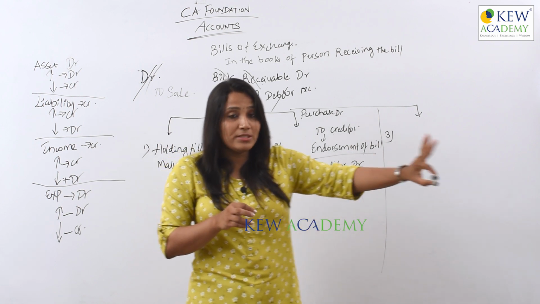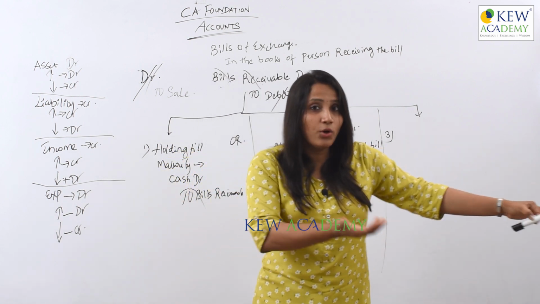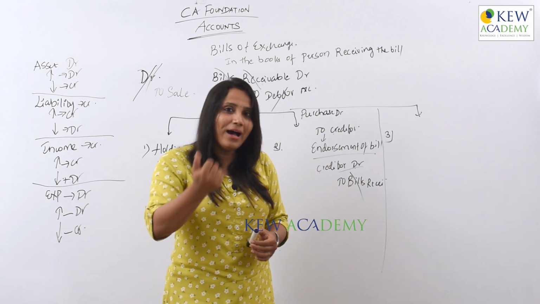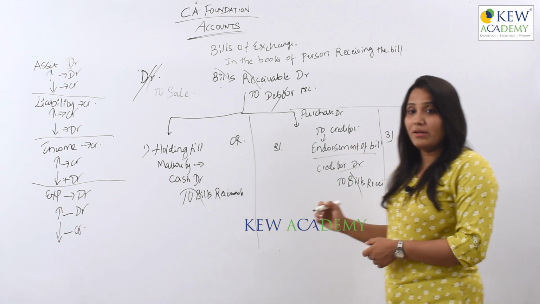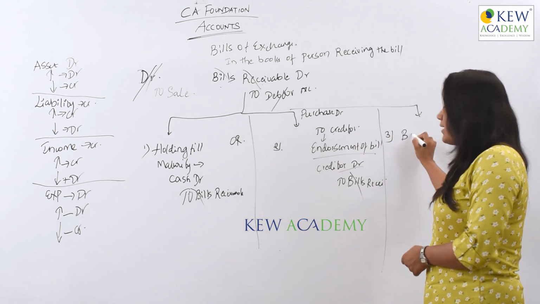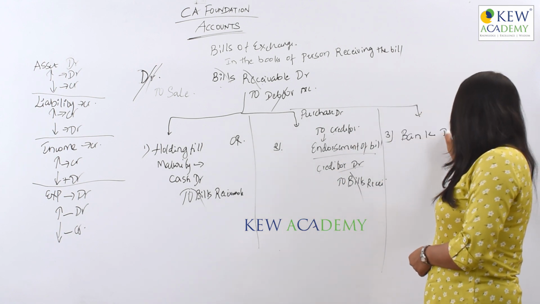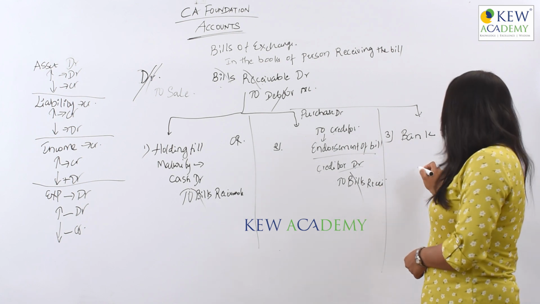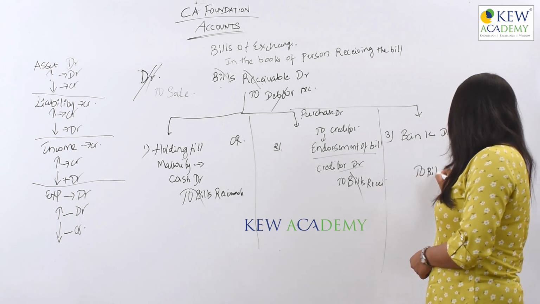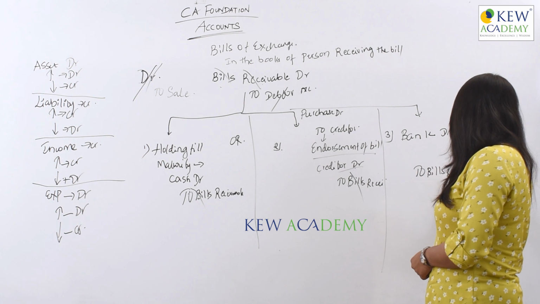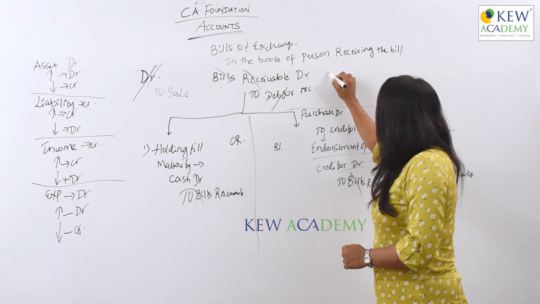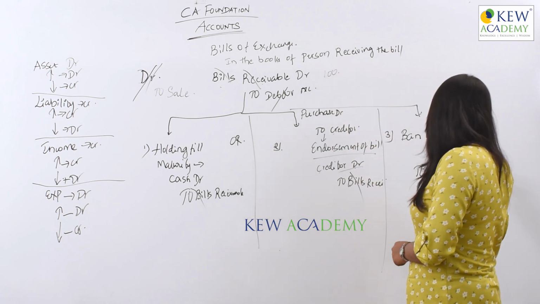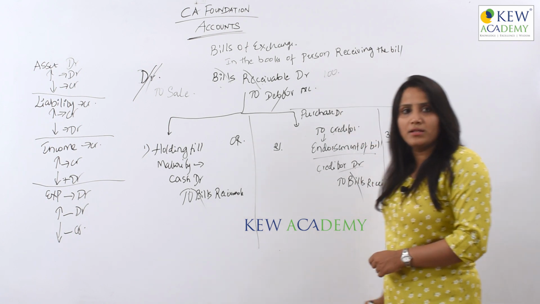Now tell me, I'll give this bill to whom? Banker. What I'll get in return? I'll get money, cash. Now tell me, what is the journal entry for this? Yes, madam, we know: bank account debit to bills receivable. Bills receivable are not with me, they are with the bank. Let's take a number, 100 rupees, the bills receivable of 100 rupees I'll cancel.